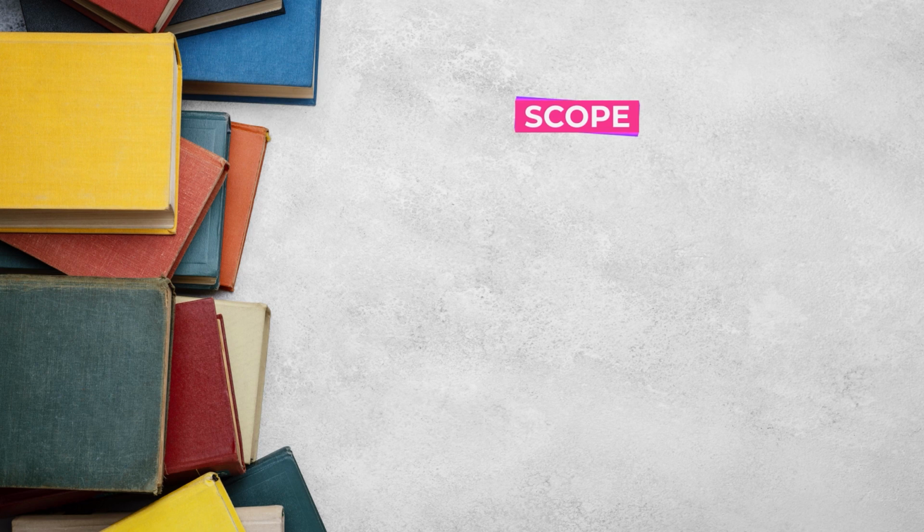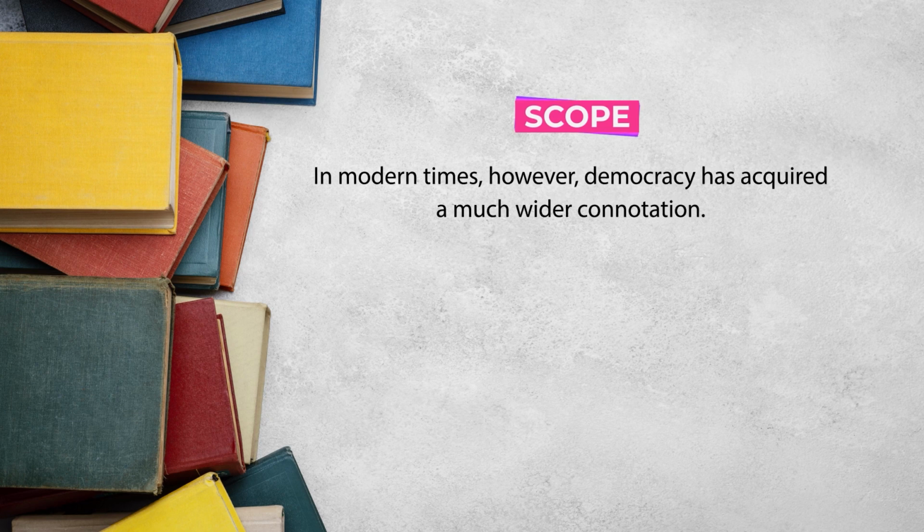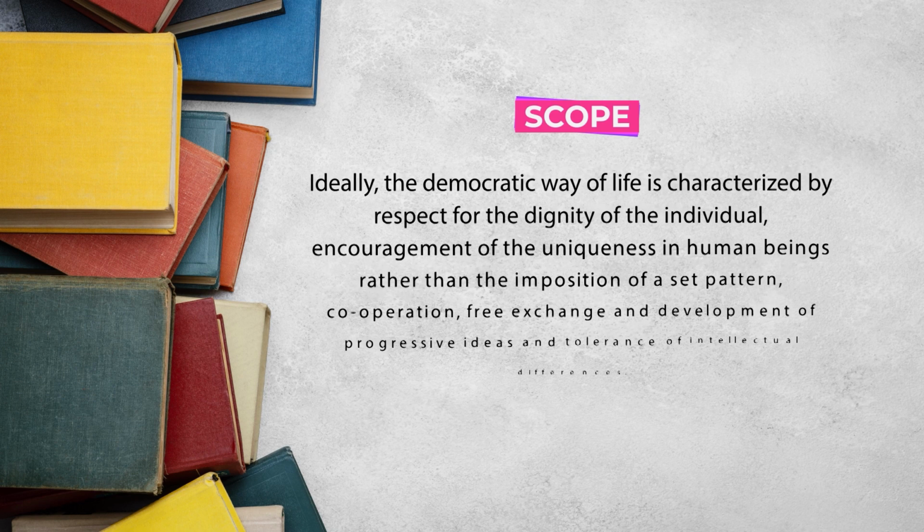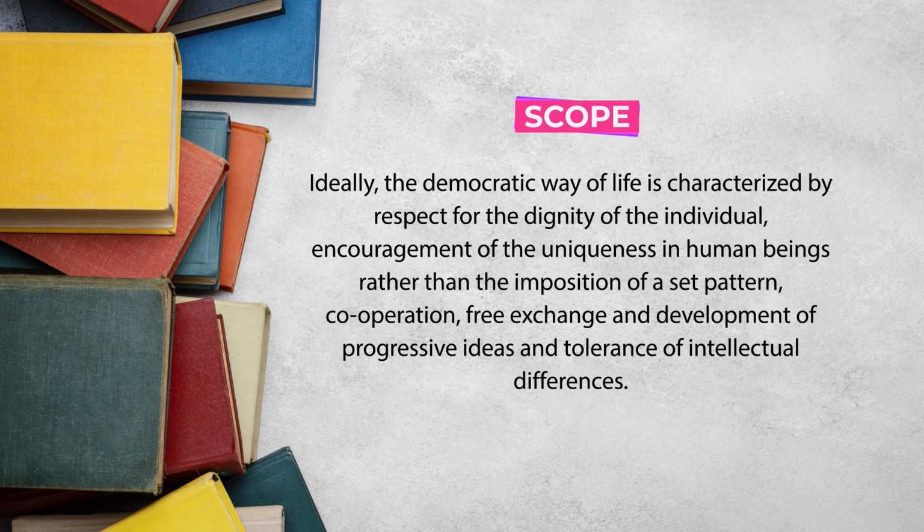Let us see the scope of democracy. In modern times, democracy has acquired a much wider connotation. It is not only used for a specific form of political control, but more generally to denote a certain way of life. So ideally, the democratic way of life is characterized by respect for the dignity of the individual, encouragement of the uniqueness in human beings rather than the imposition of a set pattern, cooperation, free exchange and development of progressive ideas, and tolerance of intellectual differences. These are the democratic ways of life.